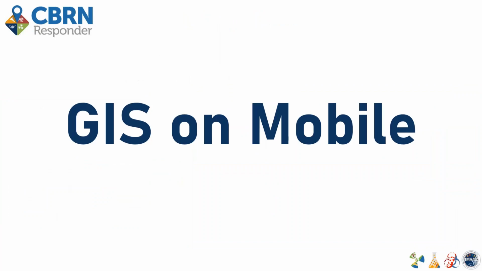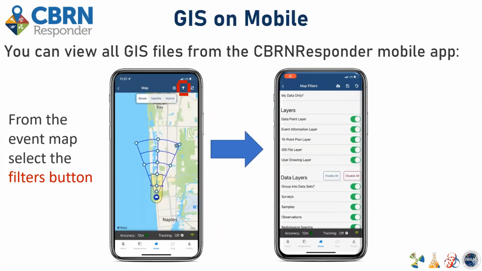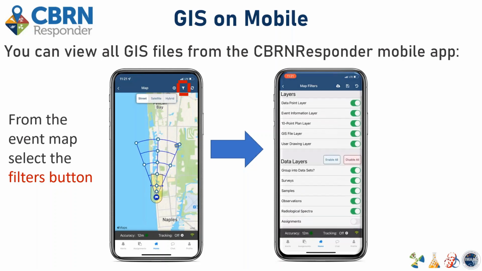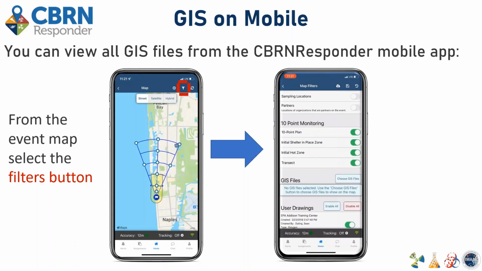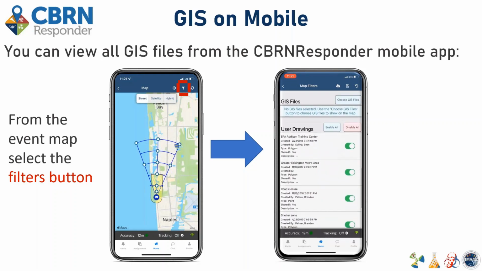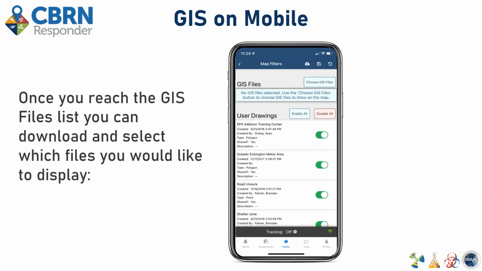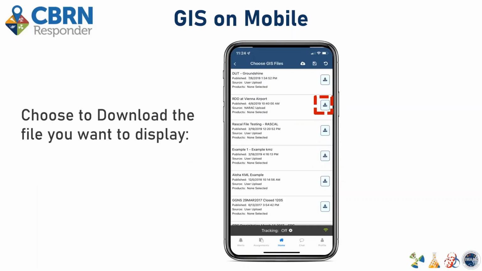Now we'll move on to our final section, GIS on mobile. You can view all GIS files from the CBRNResponder mobile app. From the event map, select the Filters button, which will take you to the Map Filters list. Once on this list, you will have to scroll down a fair bit, but you will eventually reach the GIS files. Once you reach the GIS files list, you can download and select which files you would like to display. Choose to download the file you want to display and select that save icon.